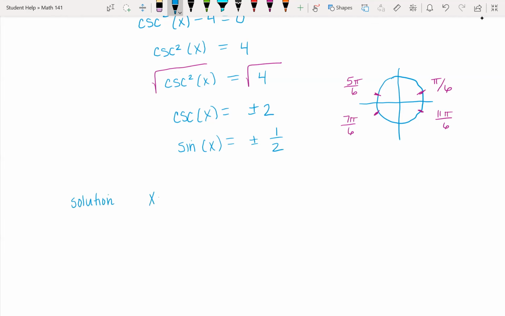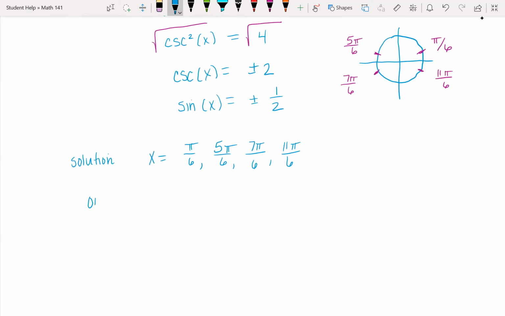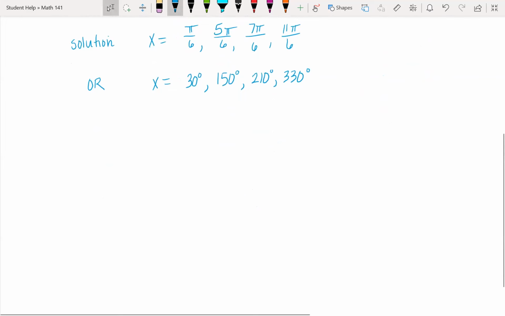So we'll have that x is equal to pi over 6, 5 pi over 6, 7 pi over 6, or 11 pi over 6. Or we can list it in degrees. That's 30 degrees. That's 150 degrees, 210 degrees, or 330 degrees. Okay, I'll do one more example on this video.